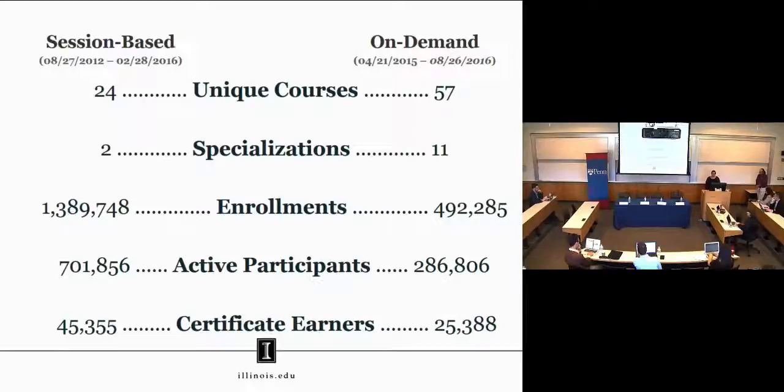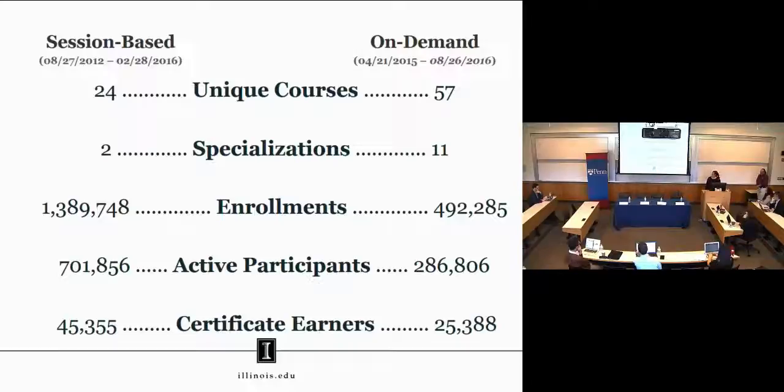Enrollment counts are based on unique enrollments in unique courses. To date, there have been about 1.4 million session-based enrollments and approximately 500,000 on-demand enrollments. Approximately 50% of session-based enrollees and 58% of on-demand enrollees become active participants, which for us means they have watched at least one lecture, participated in at least one forum, or taken at least one quiz. Approximately 6.5% of active session-based participants and 8.9% of active on-demand participants have qualified for a course completion certificate.